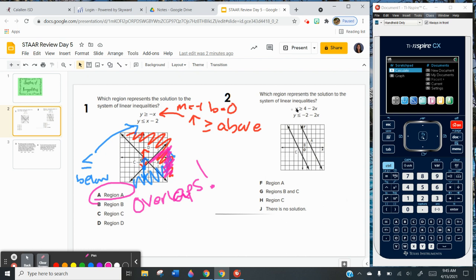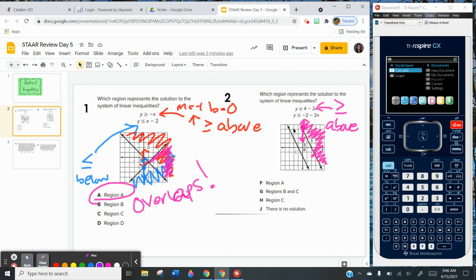Problem number 2, which region represents the solution to the system of linear inequalities? Again, we'll start with this first line. Y is greater than or equal to 4 minus 2x. So the y-intercept is +4, which means it's this line right here. What I need to shade is everything greater than or equal to. That symbol means above the line. Again, if I'm not sure, I'm going to draw an arrow going up and an arrow going down from the y-intercept. Above the line would be everything on this side of the line.